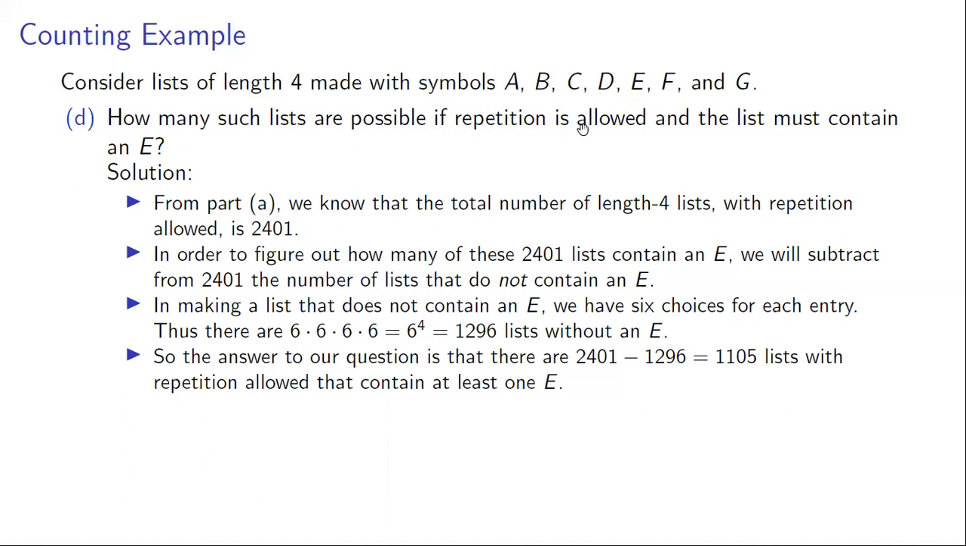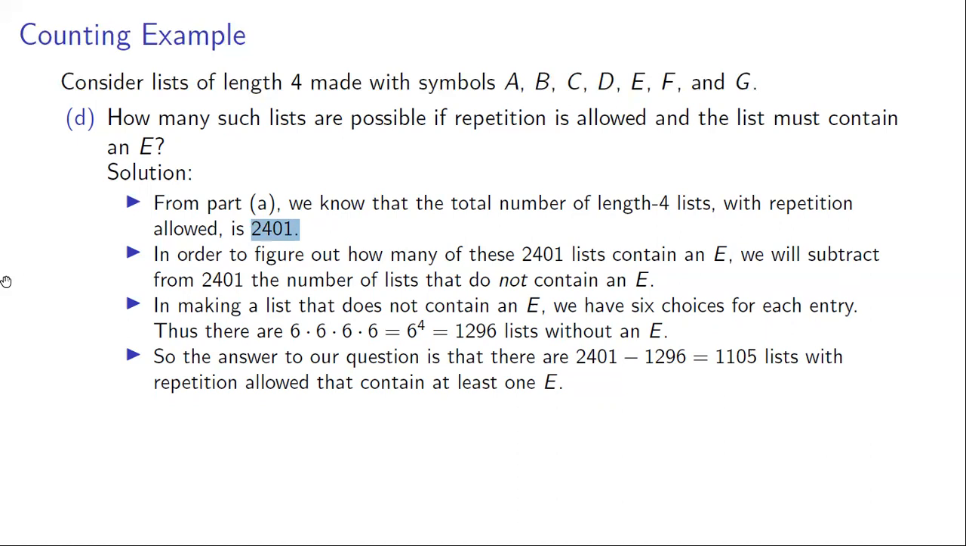We're looking for lists that allow repetition, but the list must contain an E. So in order to figure out how many of these lists from part A contain an E, we will subtract from 2,401 the number of lists that do not contain an E, right? If I have these 2,401 lists, some of them contain an E, some of them don't contain an E.